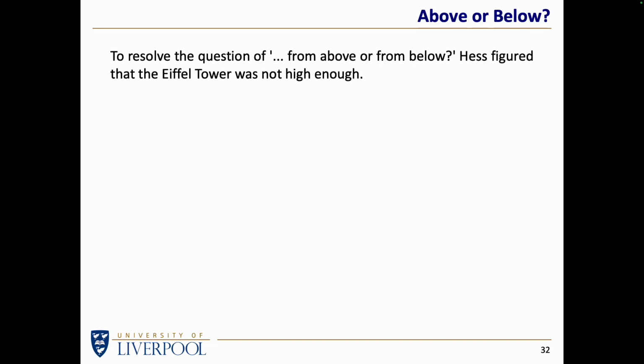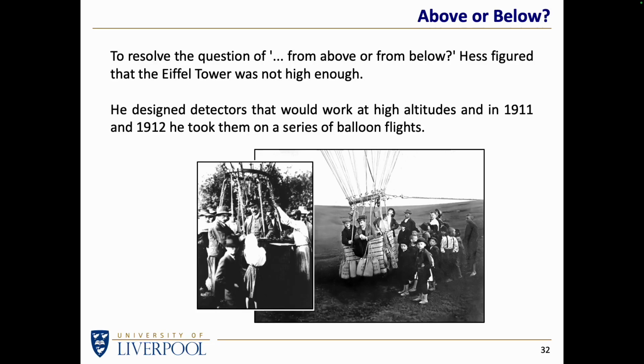This is where Hess stepped in and said, you can't tell from going up the Eiffel Tower whether it's coming from below or above. If you want to tell the difference between radiation from above or radiation from below, you need to go up much higher than the Eiffel Tower. So he designed detectors that could work in a hot air balloon. And then he said, right, I'm going to do various flights to various heights, and then I'll really see whether the radiation goes up or radiation goes down.